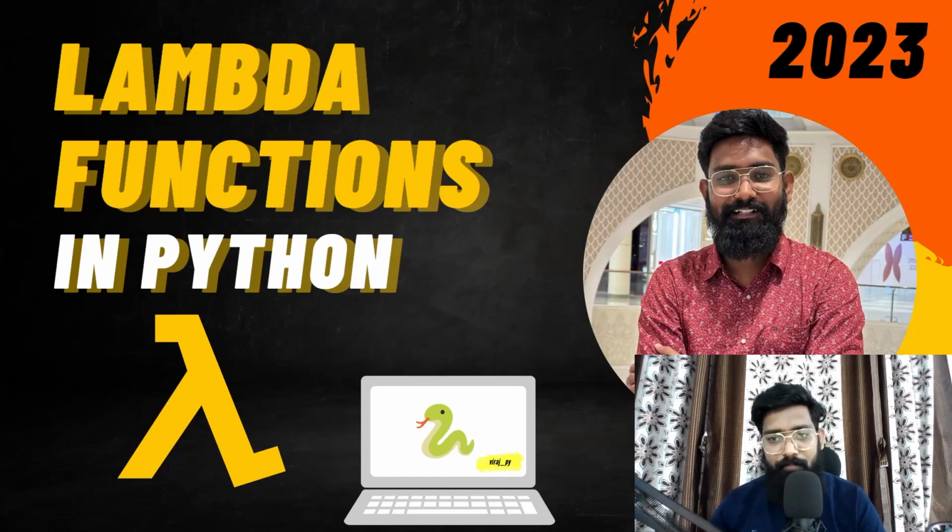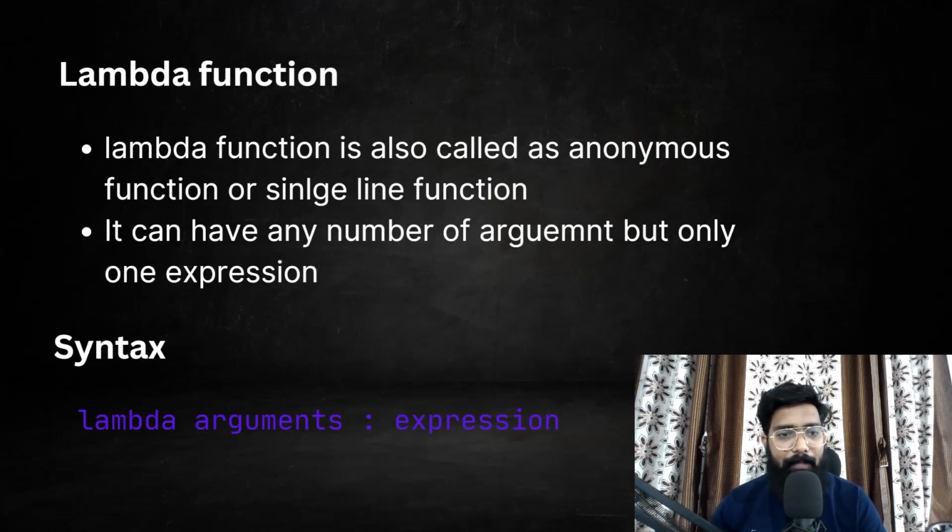I'm Viraj and today we are going to discuss a lambda function in Python. So a lambda function is also called an anonymous function or a single line function, or we can say a one-liner function as well. Lambda has two things, argument and expression. Arguments can be n number of, whereas expression can be only one.